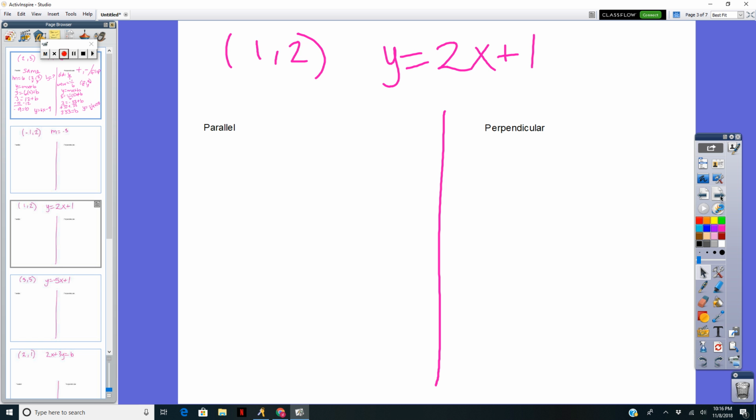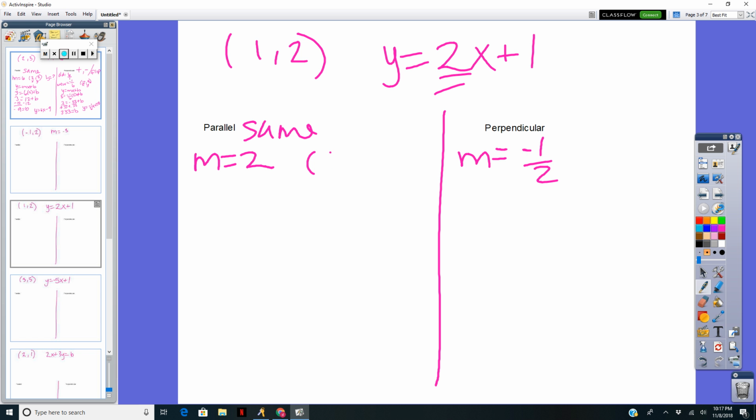Okay. So sometimes they're going to give you the point and another equation, and you want another equation that's parallel and another equation that's perpendicular. So really all you need is the slope. If it's parallel, you keep the same slope, so m equals 2. If it's perpendicular, remember you've got to get the opposite reciprocal. So my new slope is going to be negative 1 over 2.